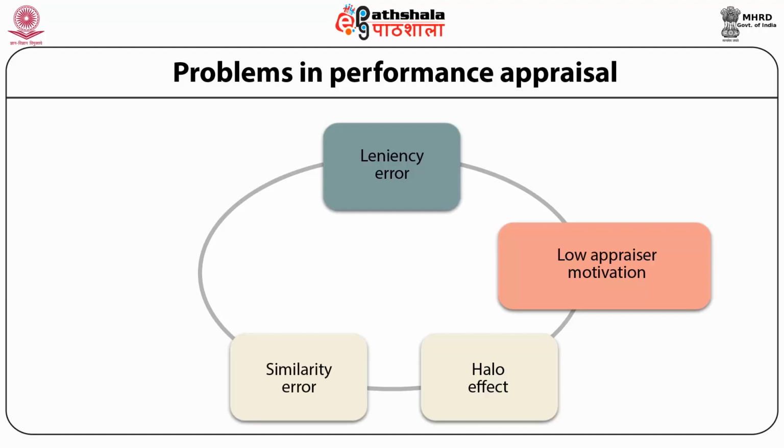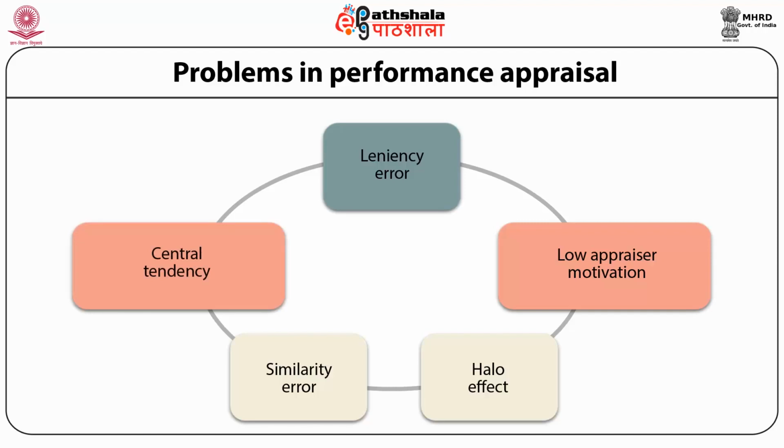Similarity error is another. For example, there are 5 people working, and they are doing a similar job. So if one person is doing wrong, then all of them are doing wrong. That is my assessment. That is how similarity error comes.